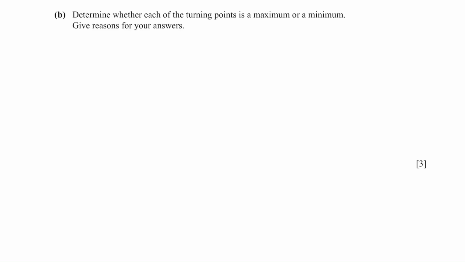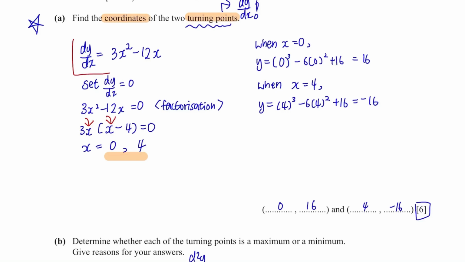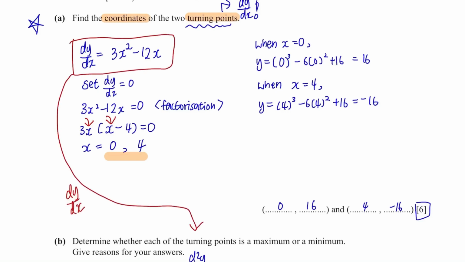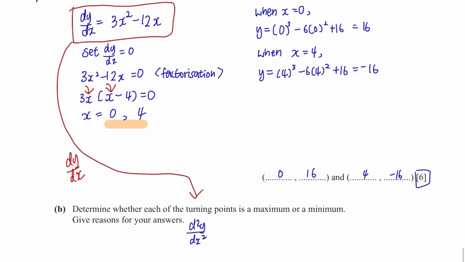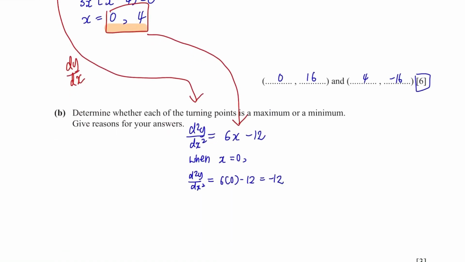The most accurate way is to find the second derivative of the equation of the curve. You do that by differentiating dy/dx one more time. That will give you 6x minus 12. Now substitute the value of x into this equation. First, 0. You get negative 12, and if you get a negative value, it means that it's a maximum point.